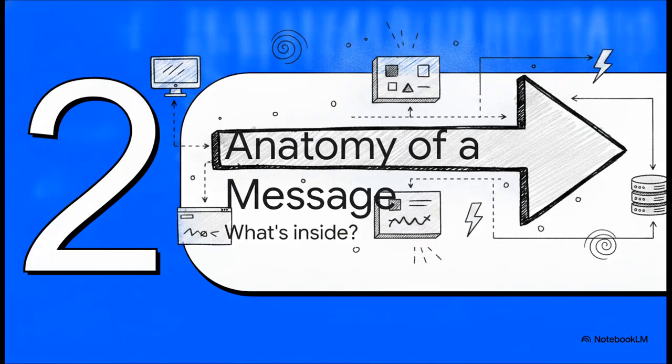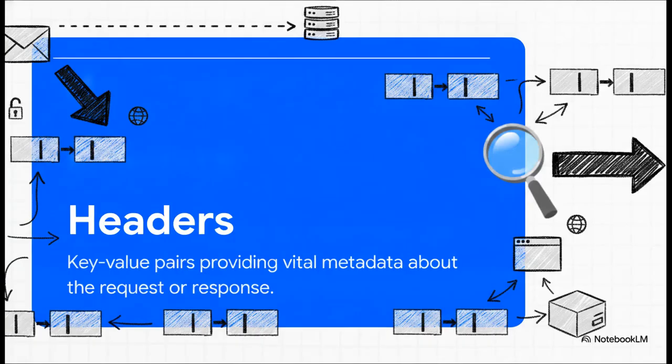Moving on to part 2, anatomy of a message. What's actually inside? Well, at the very core of these messages are headers. Headers are key-value pairs that provide vital metadata about the request or the response. They essentially dictate the client's environment, its preferences, security policies, and how the server should ultimately format its response. Things like the user agent to identify the browser or authorization to pass a bearer token, all of that lives right here in the headers.